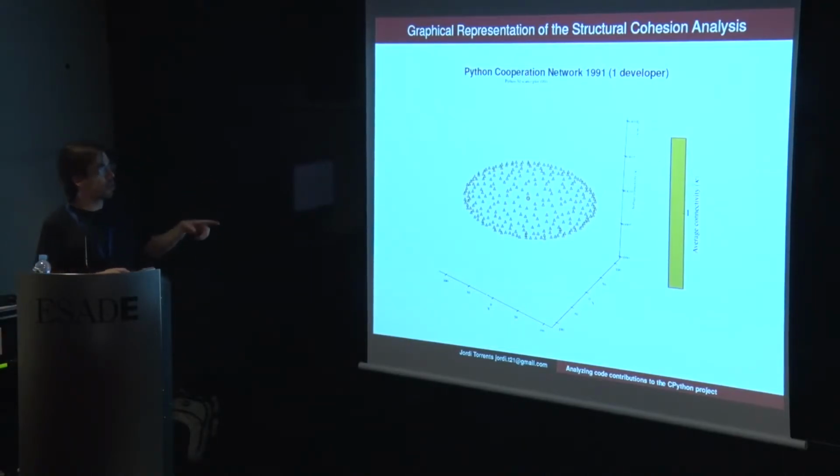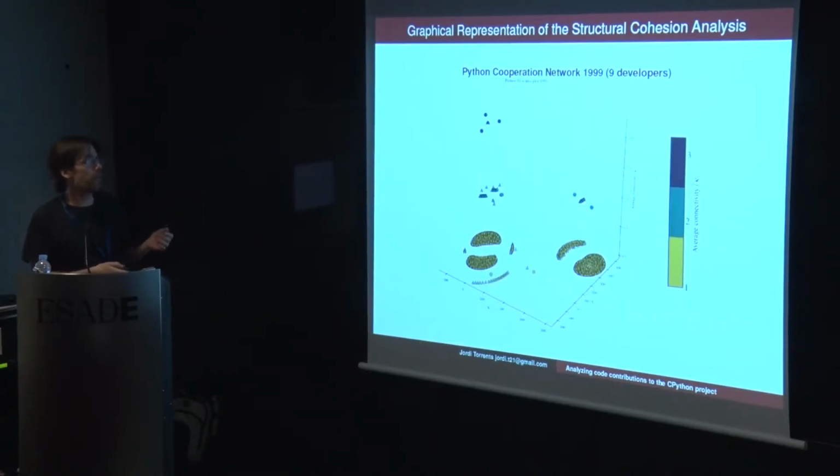We have only one developer, which is this circle in the middle, and the triangles are the source code files. The circle in the middle is Guido van Rossum, and is linked to all the source code files to which he contributed some code. And at that time, it was only him. So now we fast forward to 1999.